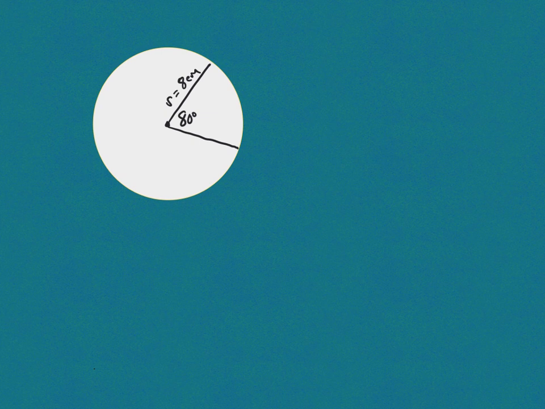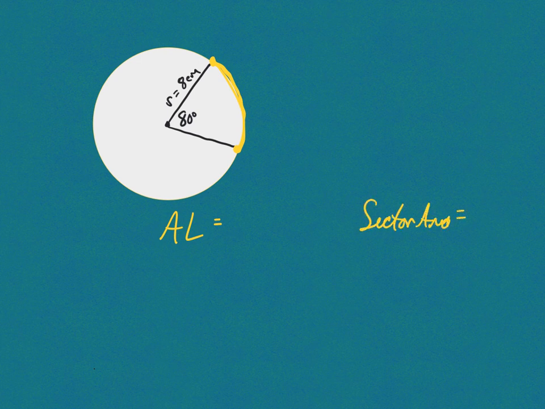If I were to give you this circle that has a radius of 8 centimeters and it has a central angle of 80 degrees, what I would ask you guys for is the arc length of that circle, so the distance from this point to this point on the circle. And then I would also ask you for the sector area enclosed by that slice of pizza.